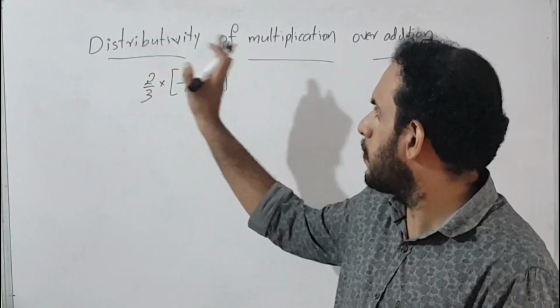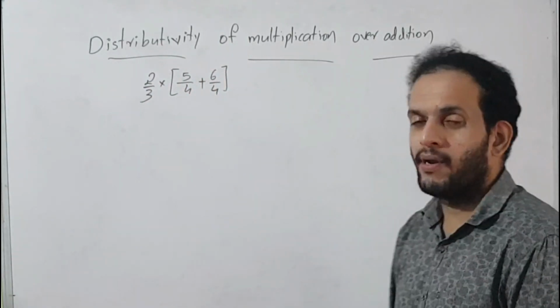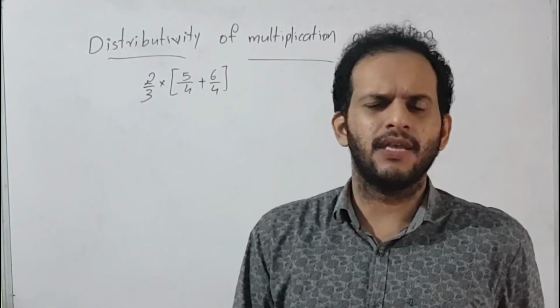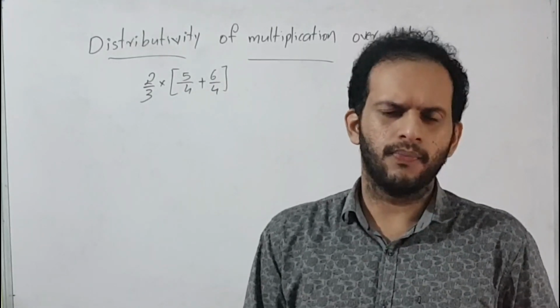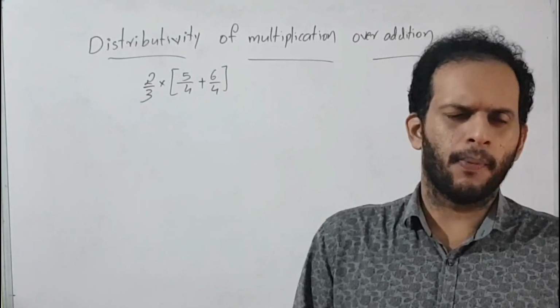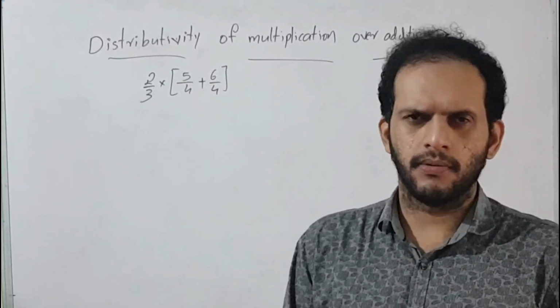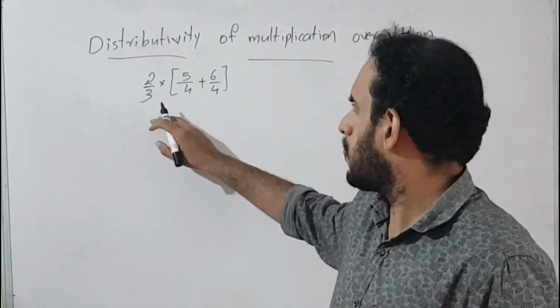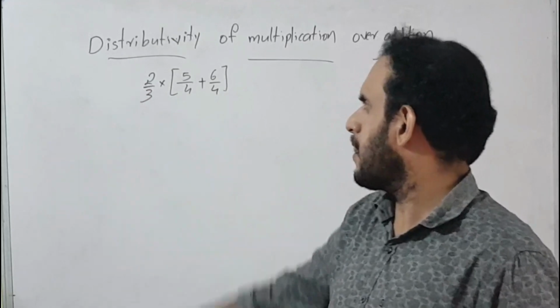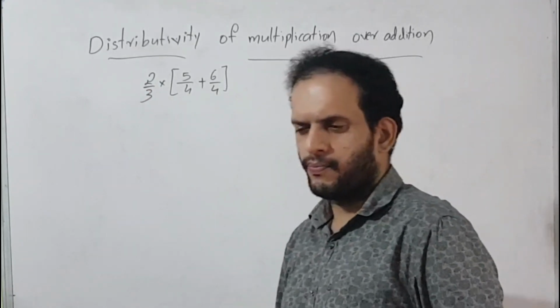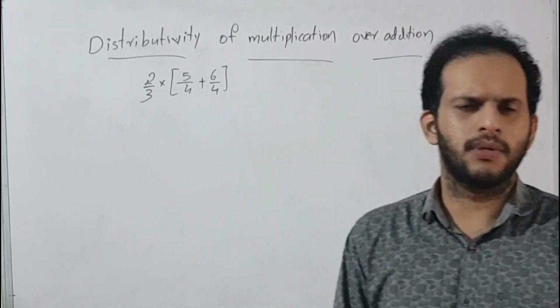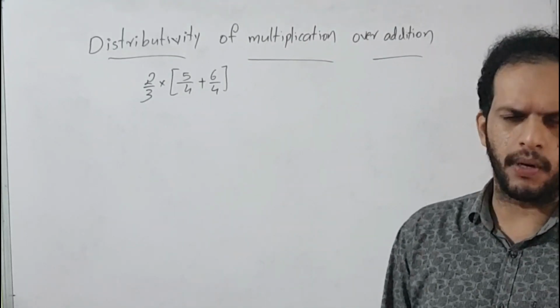The distributivity of multiplication over addition. We studied this property in the case of integers also. Now we discuss this property on the basis of rational numbers. I choose three numbers: 2 by 3 into 5 by 4 plus 6 by 4. So how do we do this question?